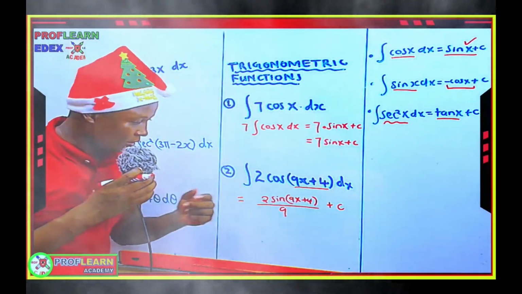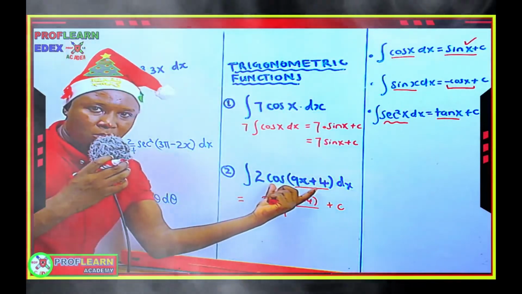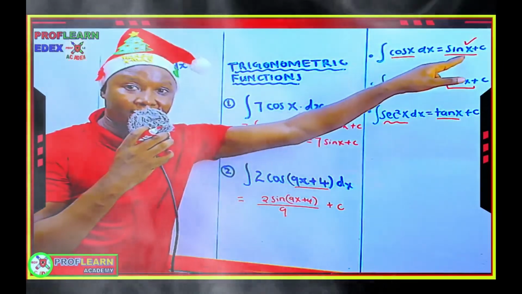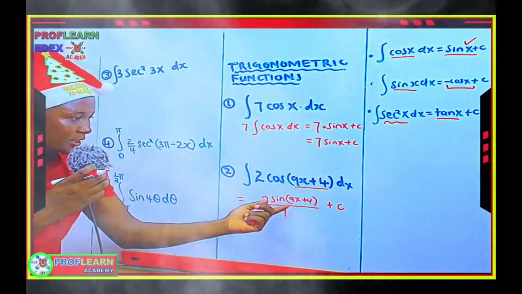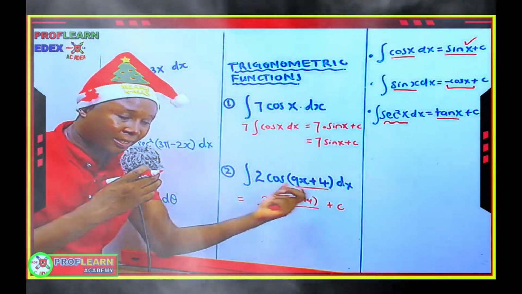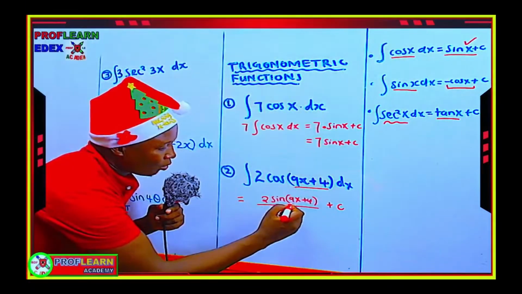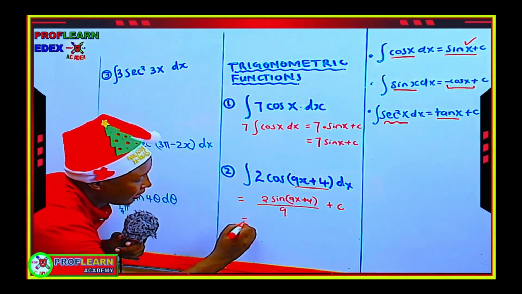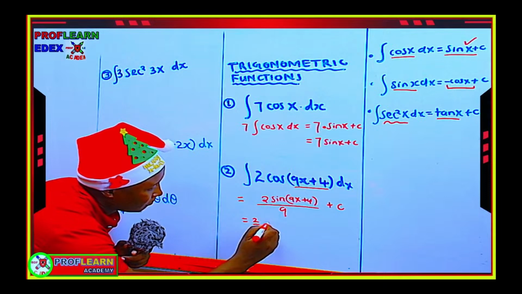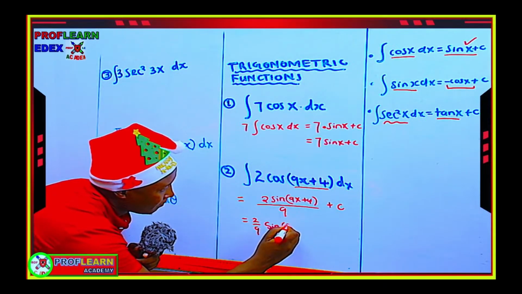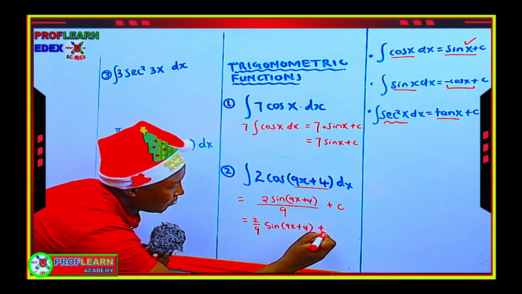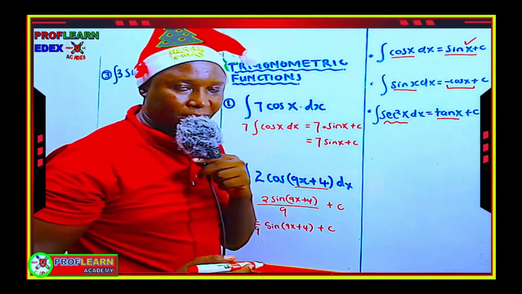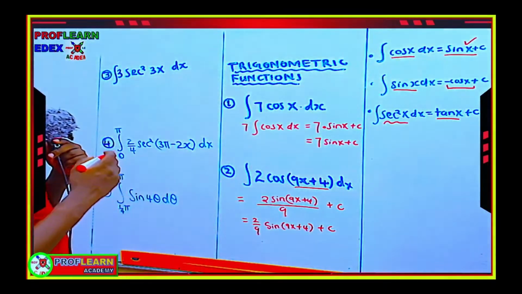So the first thing you do, you integrate cos, and you know integrating cos, you get sine. Then you write the expression the way it was with whatever is inside the bracket. Then you divide by whatever you get when you differentiate what is inside the bracket. And finally, our answer becomes 2 over 9 sine(9x plus 4), then plus c. I believe you're understanding exactly what we did.